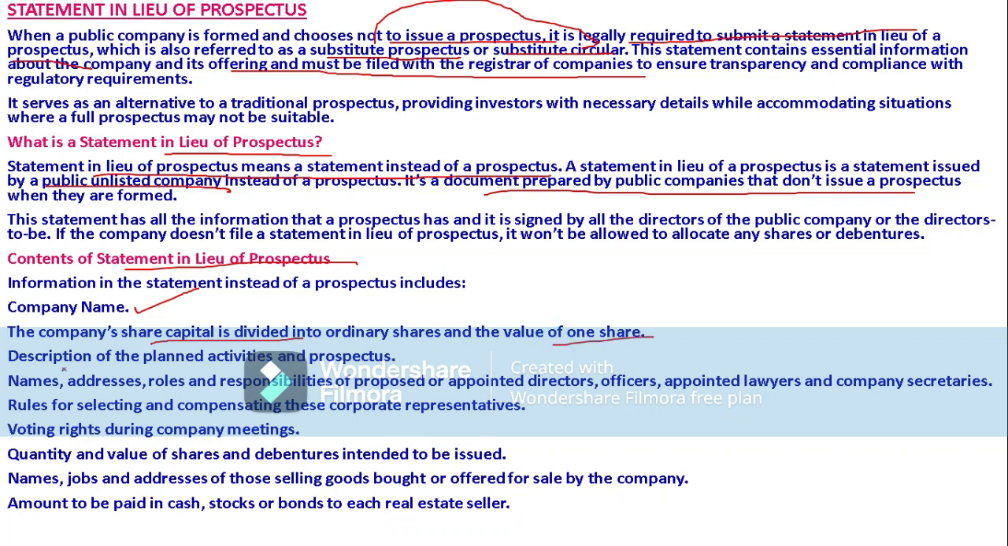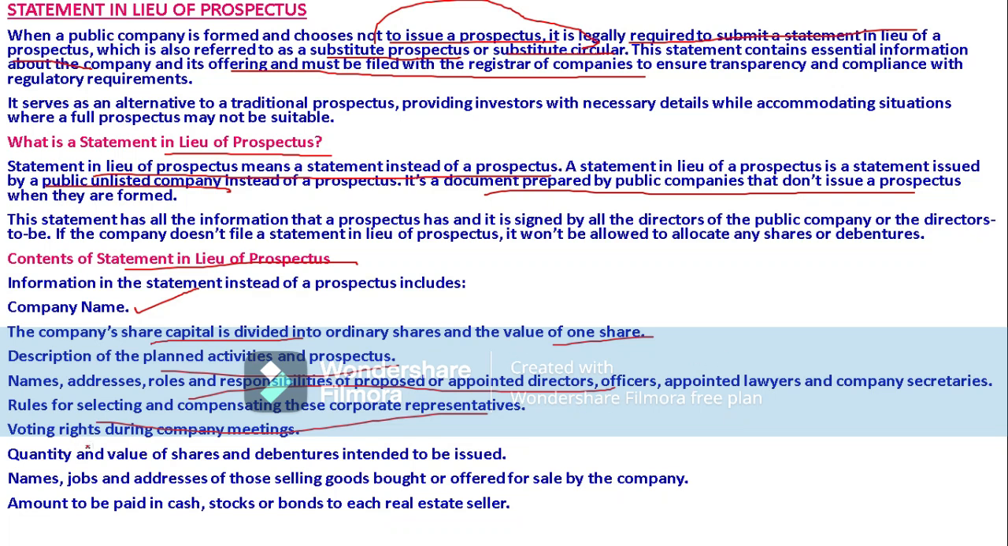Likewise, a description of planned activities, and the name, address, roles and responsibilities of proposed or appointed directors of the company. Their addresses, names, roles and responsibilities, and who the appointed lawyers and company secretaries are, because these are the key persons who play a major role in the company. Their information will be given, along with the rules for selecting and compensating these corporate representatives. On what basis are they selecting these executives or experts in the company?